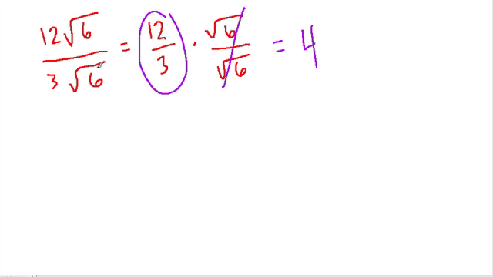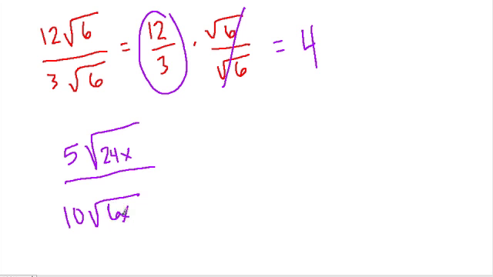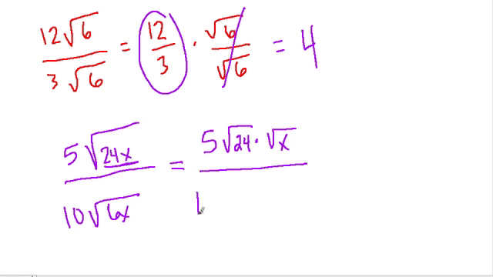So before you start evaluating a problem with a radical, see if you can divide them out or simplify them somehow. So what about this problem right here? We have 5 times the square root of 24x over 10 times the square root of 6x. And this seems nasty at first, but let's remember that this numerator is 5 times the square root of 24 times the square root of x. That's the same thing. We were talking about this property all along. You can split these up when you're multiplying, over 10 times the square root of 6 times the square root of x.